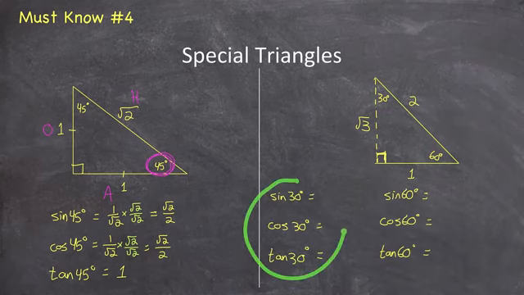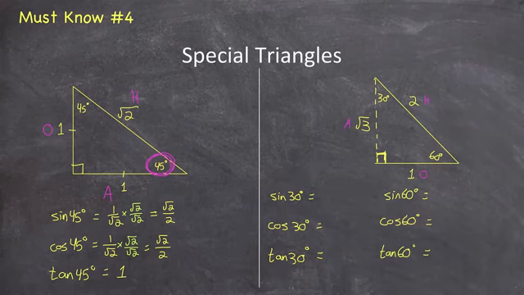If I start by finding the ratios for the 30-degree reference angle, so sine of 30 is opposite over hypotenuse, which is a half. Cos of 30 is adjacent over hypotenuse, which is root 3 over 2. And tan of 30 is opposite over adjacent, which is 1 over root 3. But if we rationalize that by multiplying top and bottom by root 3, you get root 3 over 3.